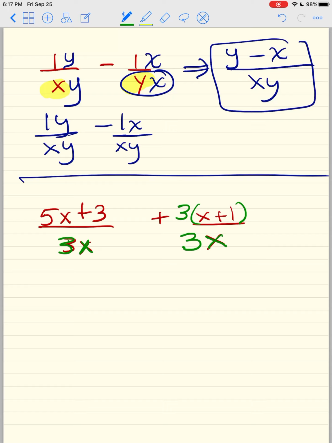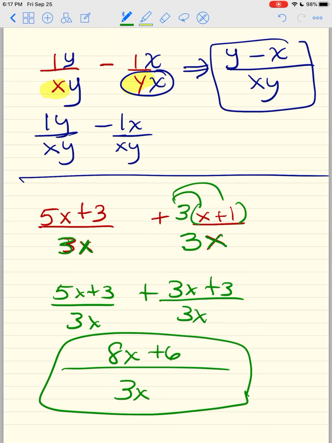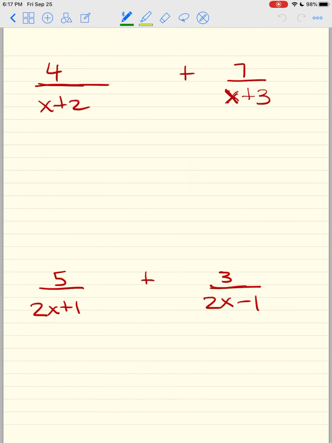So now you have (5x plus 3) over 3x plus (3x plus 3) over 3x. You're going to keep the denominator and add the numerator. 5x and 3x makes 8x, and 3 and 3 makes 6. And that's your final answer. If I'm going too fast, pause the video and you try the questions by yourself. These are my last two problems.